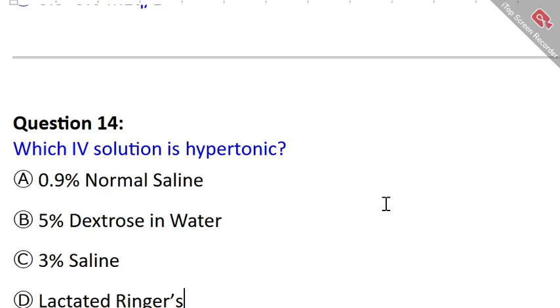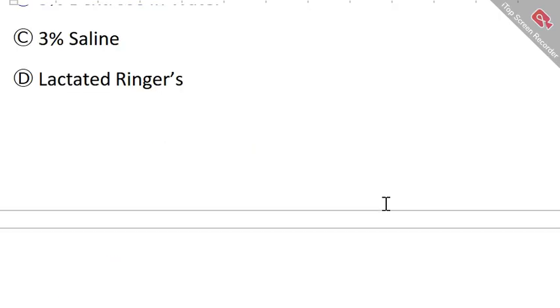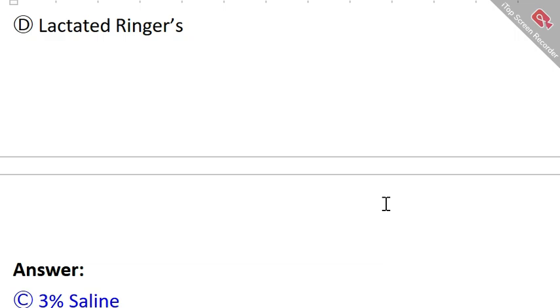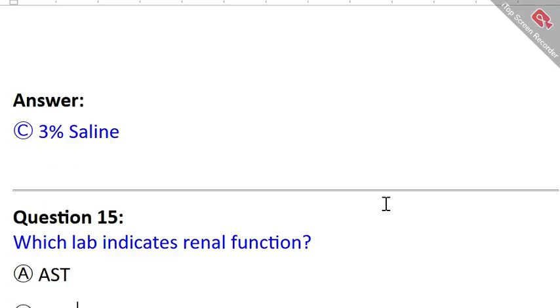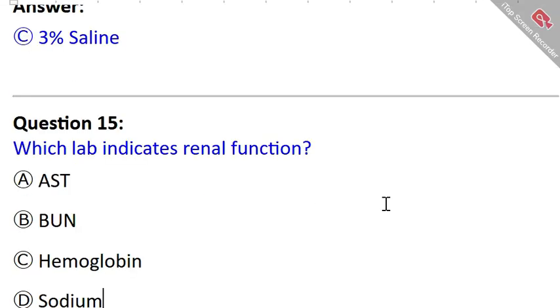Question number 14. Which IV solution is hypertonic? Read the 4 options. In this scenario, the correct answer is option C, 3% saline. It is a hypertonic solution.